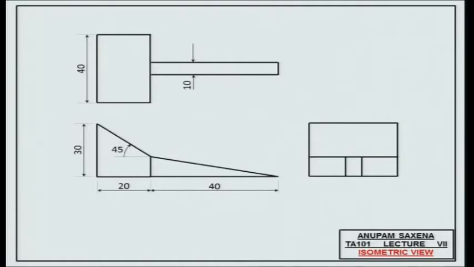So let us draw the isometric view from these three orthographic views given. Third angle, first angle? Third angle? Third quadrant? Fine. How do you think the object is going to look like in 3 dimensions?